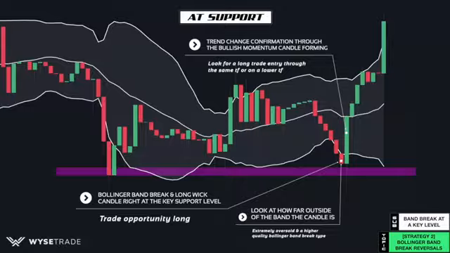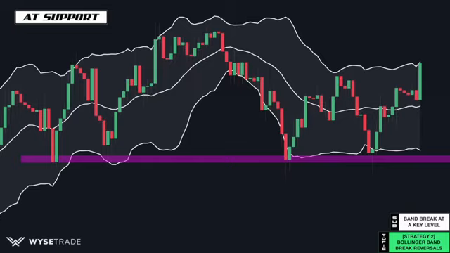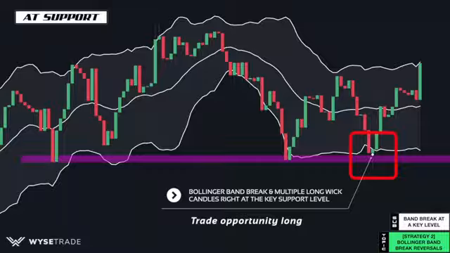One more example. You had your key level of support because of these two reversal points. When price came back here, price breaks outside of the band at the key level. And you also had multiple long wicks forming, which presented a great long trade opportunity. And again, when price came back here, it broke outside with a lot of the candle body outside, as well as multiple very long wick candles right at the key level. This is a very high quality long trade setup.